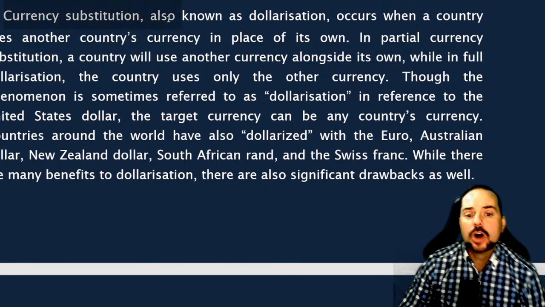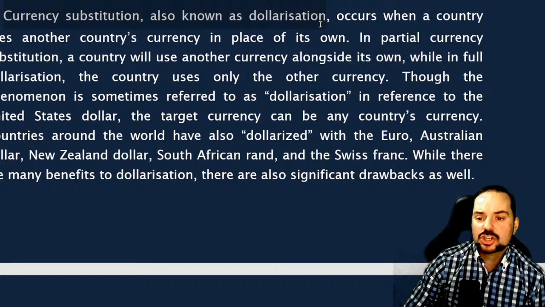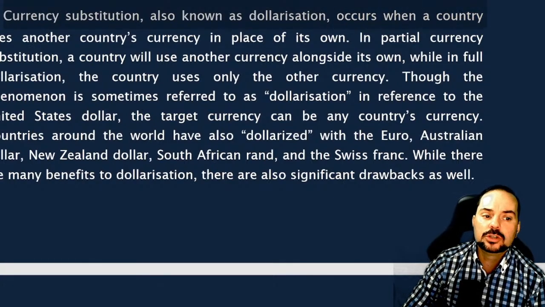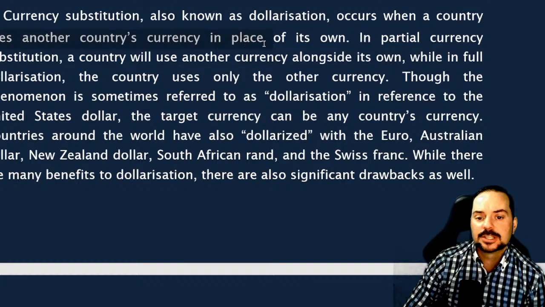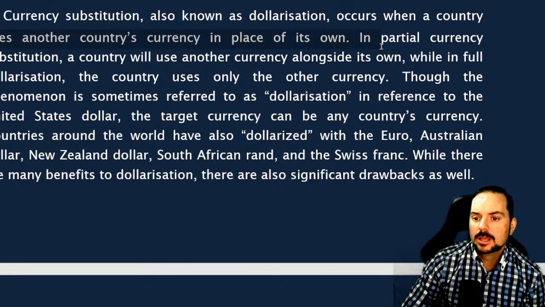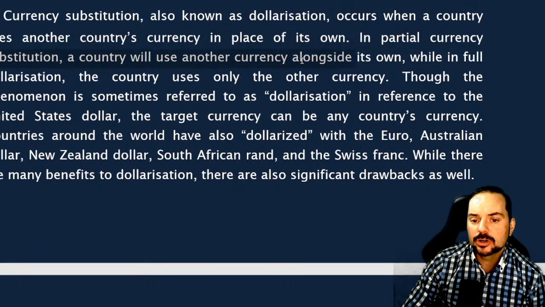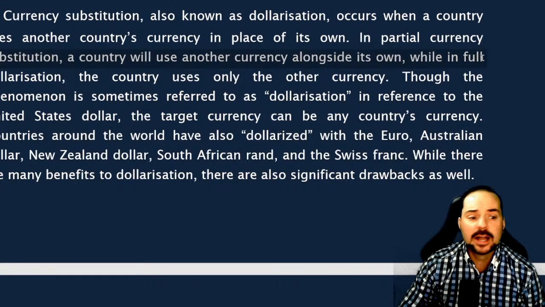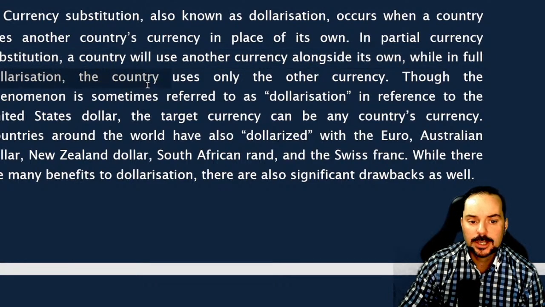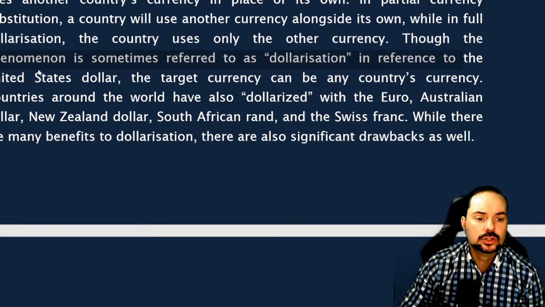Currency substitution, also known as dollarization, occurs when a country uses another country's currency in place of its own. In partial currency substitution, a country will use another currency alongside its own, while in full dollarization, the country uses only the other currency. Though the phenomenon is sometimes referred to as dollarization in reference to the United States dollar, the target currency can be any country's currency.